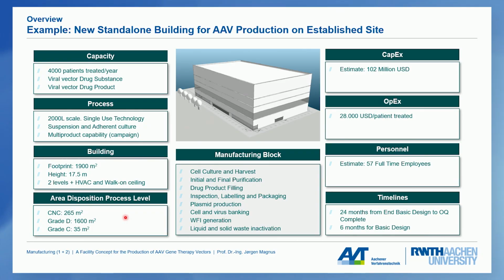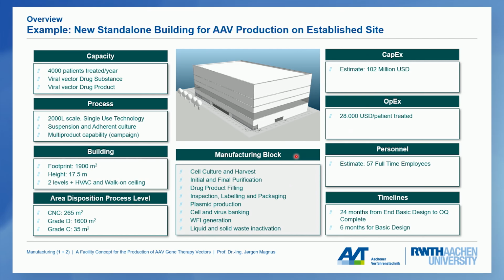Looking at the manufacturing block, we have the cell culture and the harvest, of course. We have the purification rooms. We have the drug product filling rooms. We have the room for inspection, labeling, and packaging. And after that, the product can leave the facility. We also included a room for plasmid production in case you're using a triple transfection process, so you can produce your plasmid in that building.